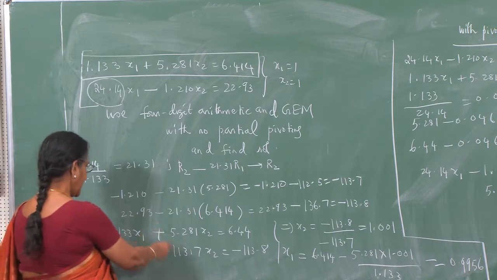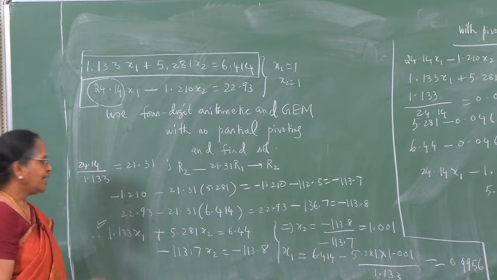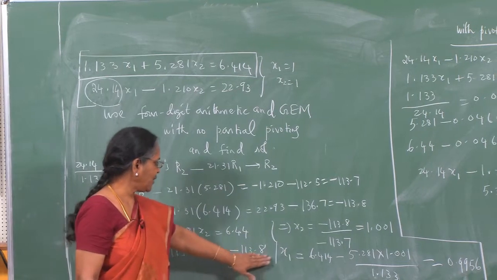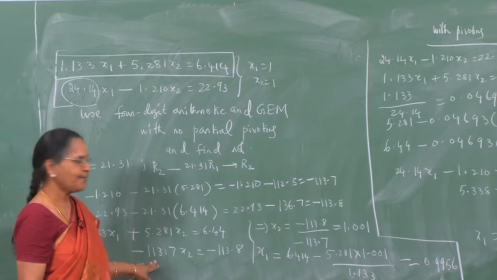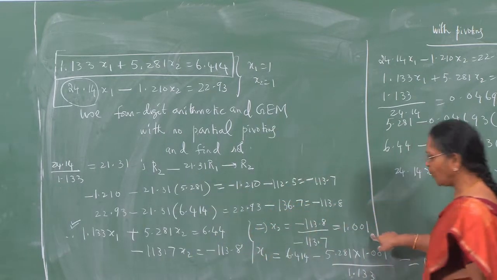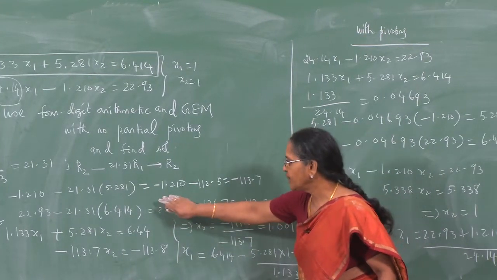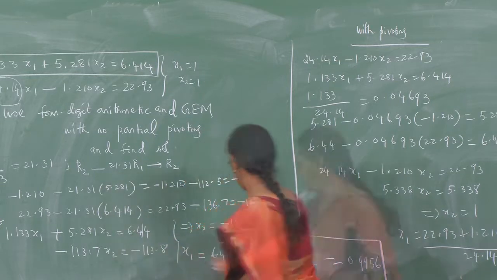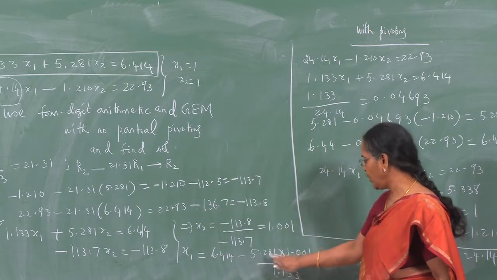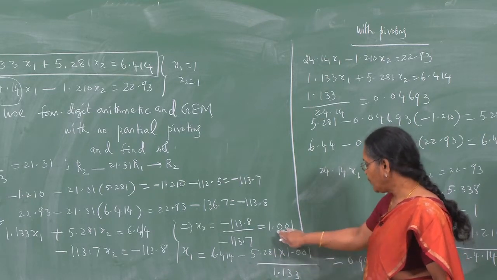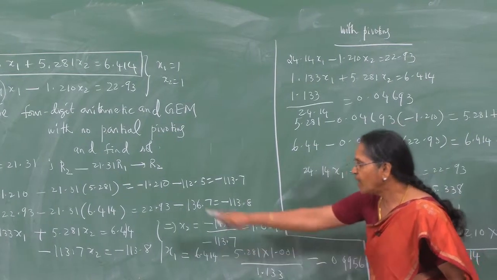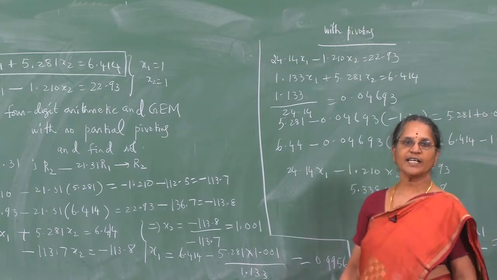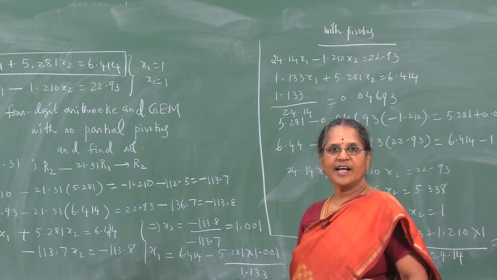Therefore, I see that I have an upper triangular system, and hence I can solve by back substitution and get what x2 is from the last equation. So, it is minus 113.8 by minus 113.7, and therefore, it is 1.001, and I use the first equation and determine what x1 is. So, I see that x1 is 6.414 minus 5.281 into x2, which we have computed as 1.001, by 1.133, and that turns out to be 0.9956. And we know that the exact solution is x1 equal to 1 and x2 equal to 1.